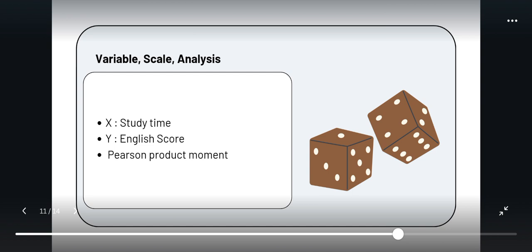And then we move to variables and scale of measurement. The total number of participants in this study actually is 20 students. Study time is measured in hours and uses a ratio scale. English score is measured using an interval scale. Because both variables are numerical and measured using interval or ratio scale, Pearson product moment correlation is used.